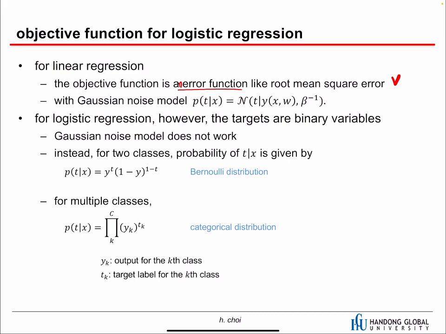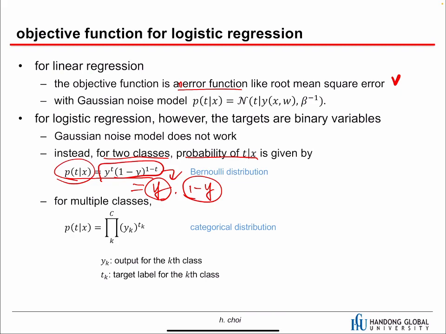Let's assume that we have two classes, and the probability of t given x is given by this. t is the label and y is the estimate. When t is 1, this probability is y. When t is 0, this probability is 1 minus y. So it is either y or 1 minus y. This is only for the binary class problem.